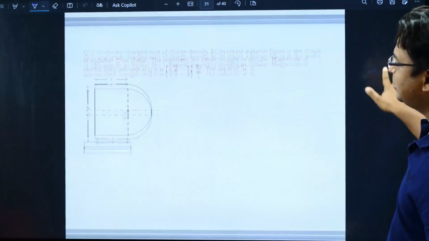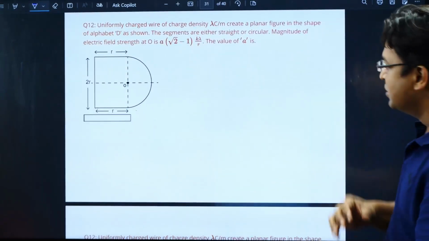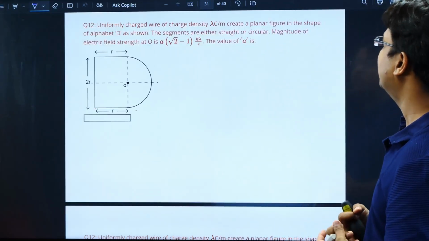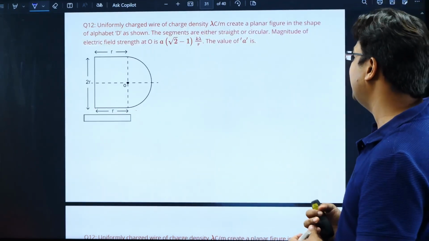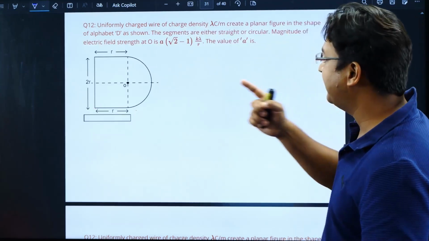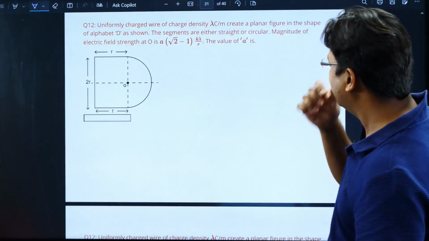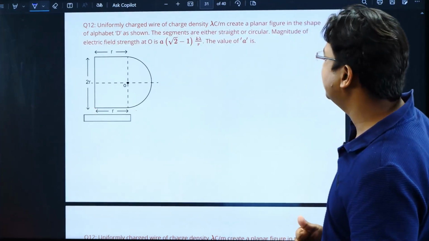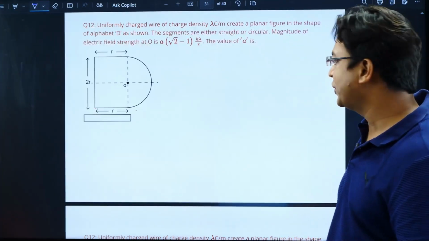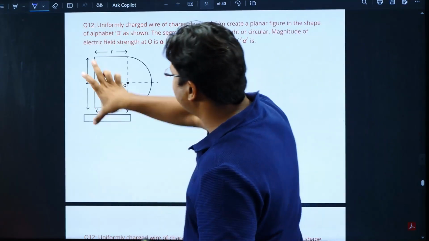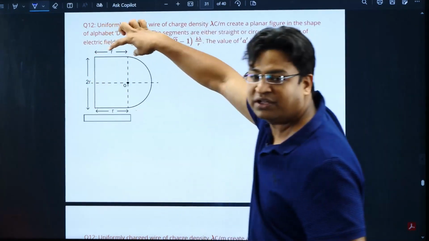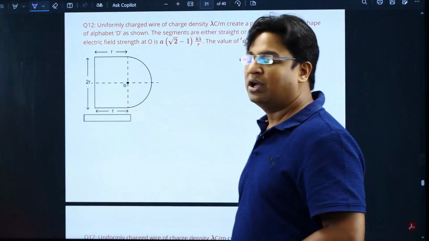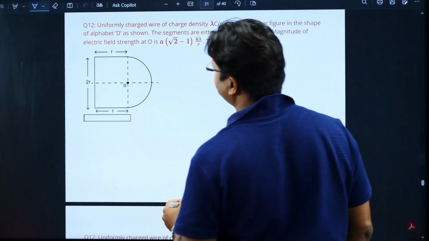Now question number 12. Okay, what does this question say? A uniformly charged wire of density lambda coulomb per meter creates a planar figure in the shape of the alphabet T. Segments are either straight or circular. The magnitude of the electric field strength at O is this much, the value of A is again... Okay, so guys, this is a straight segment of length 2r, this is a straight segment of length r, then this is a semicircle. Okay, and this is point O. All right, so what will happen here?